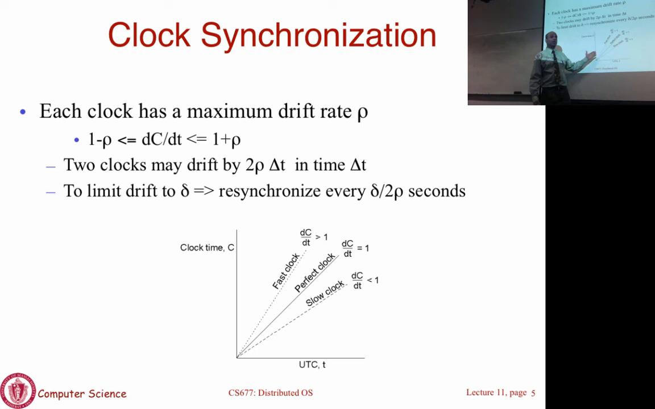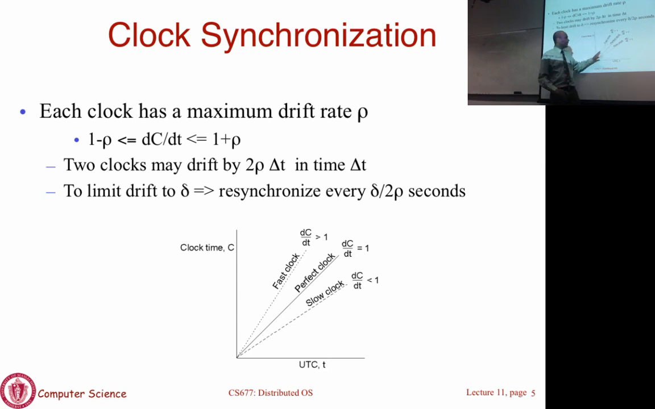Real clocks will be either faster or slower, as you'll see. So this dotted line here is a slow clock where every time real time advances by 1 second, this clock advances by slightly less than 1 second. So over time, this clock runs slower. So it will start drifting. So this dotted line is going to tell you when it's time t here, what does your clock say? It's going to be less than time t.